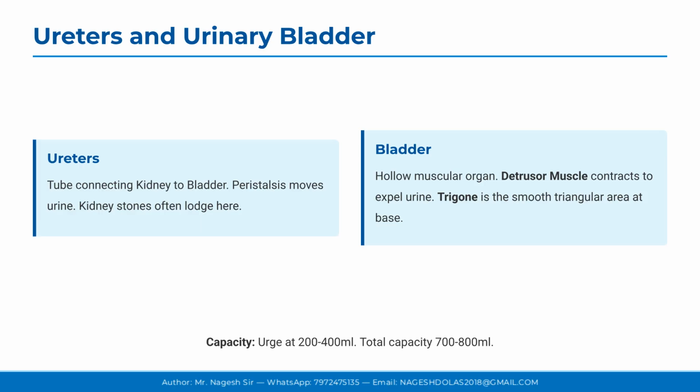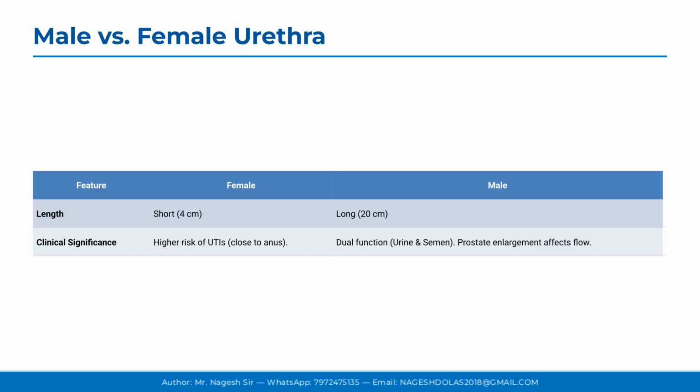The ureters transport urine via peristalsis to the urinary bladder, a muscular storage reservoir. The bladder has a capacity of 700 to 800 milliliters, with the urge to void occurring at 200 to 400 milliliters. Comparing male and female urethras, the female urethra is shorter, increasing the risk of UTIs. The male urethra is longer and has a dual function for urine and semen, with prostate enlargement potentially affecting flow.